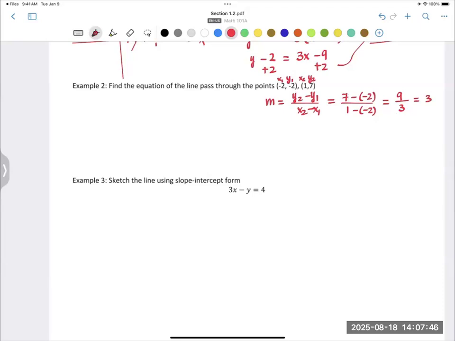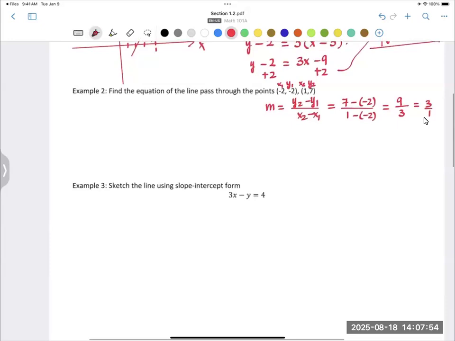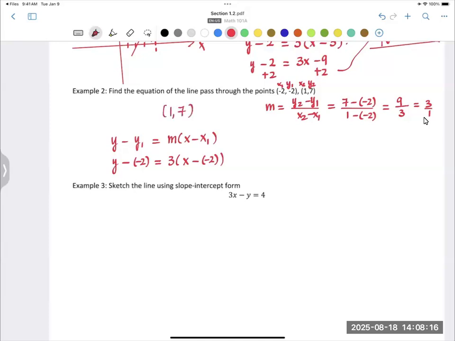The slope is also equal to 3 over 1. Now to find the equation, we're going to use the point-slope form: y minus y1 equals m times x minus x1. We have everything, so y minus negative 2 equals 3 times x minus also negative 2. Of course, can you choose the point 1 and 7? Yes, you can choose the point 1 and 7 and put that into y1 and x1. It does not matter. The result will still give the same thing when you simplify it.